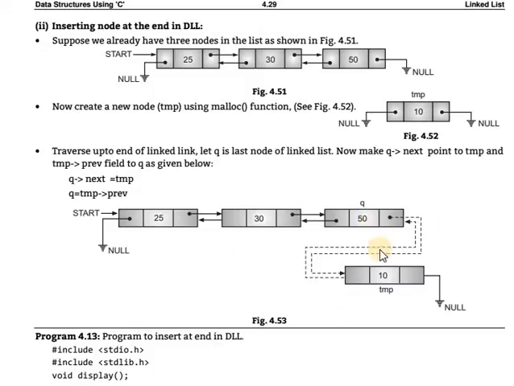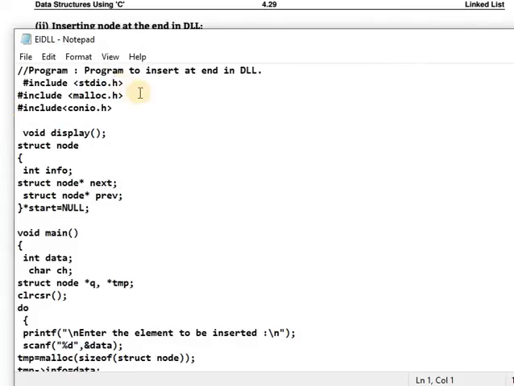That through and create on that appropriate link, and automatically insert on that 10 to end. Here is the program to insert at end in a DLL: header files, function declaration, structure declaration. These are the data members of the structure. These are the variables of the structure. Then in main, variable declaration, clear screen, the output window will be cleared.